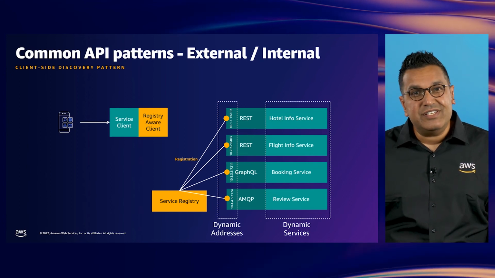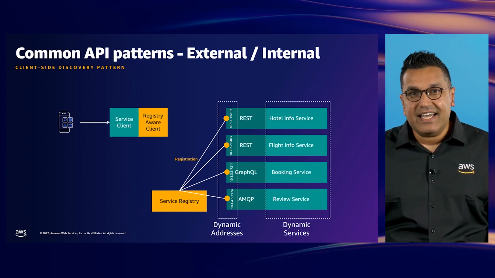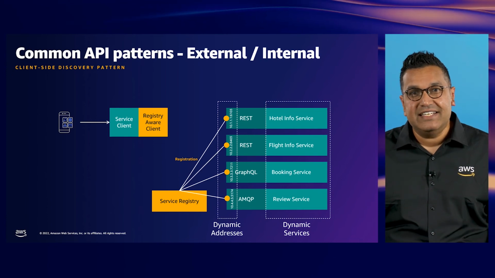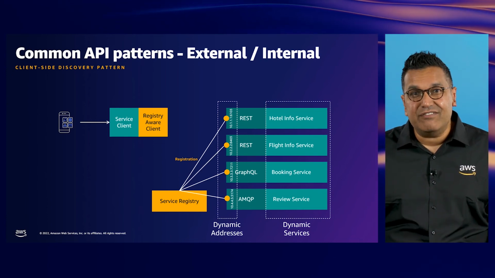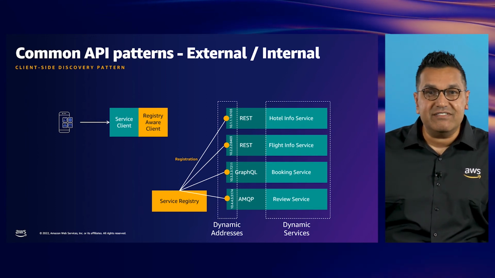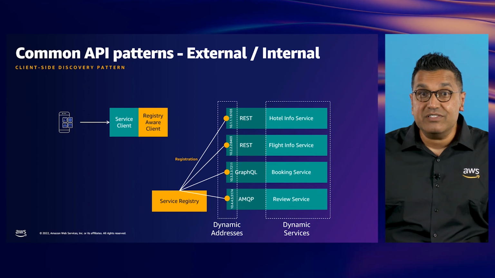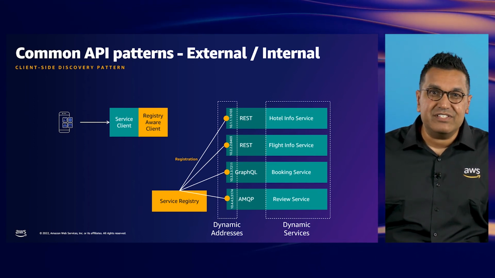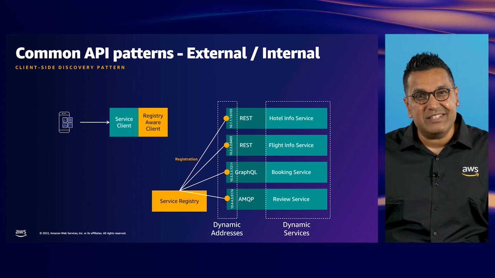The first is using client-side discovery. In this case, the service instance first registers with the service registry. A service registry is like a phone book for all your microservices. It knows the locations of these services. HashiCorp Consul and Netflix OSS Eureka are popular implementations of a service registry, which runs on AWS.